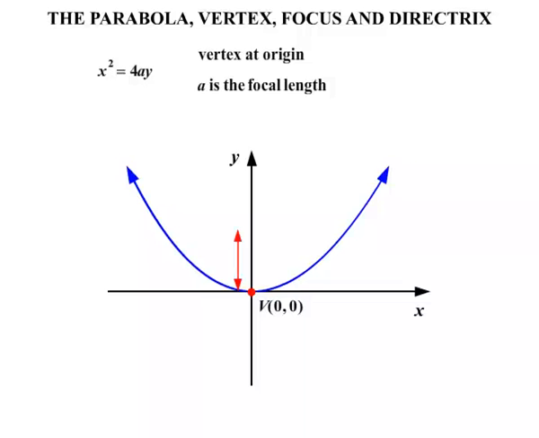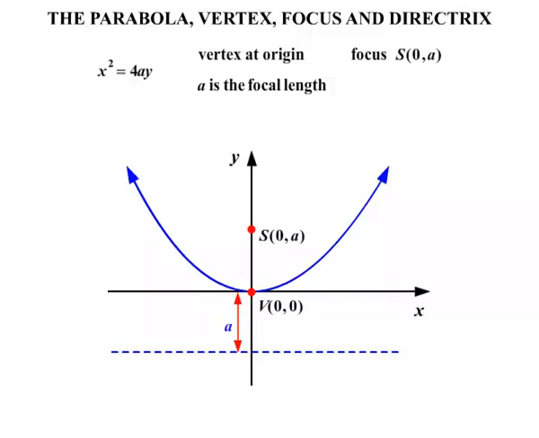So that distance from the vertex, if we go up a distance a, we get to a point which is called the focus. Alright, S (0, a). S for focus for some reason, but the coordinates are (0, a). The other thing, if we go down from the vertex, again a distance of a, we come across a line, and that line would be y equals minus a, and that is known as the directrix.